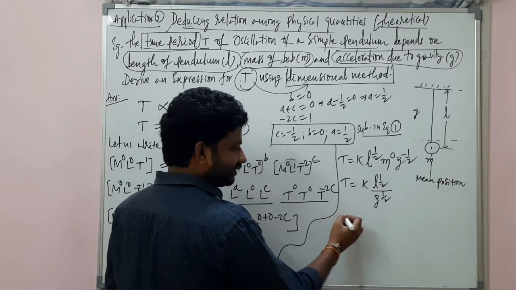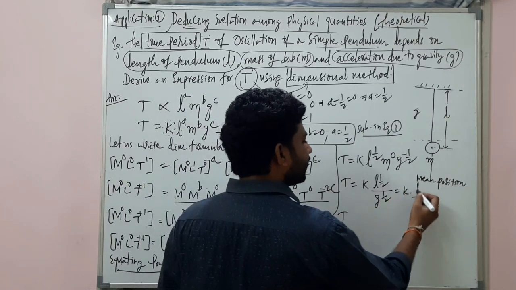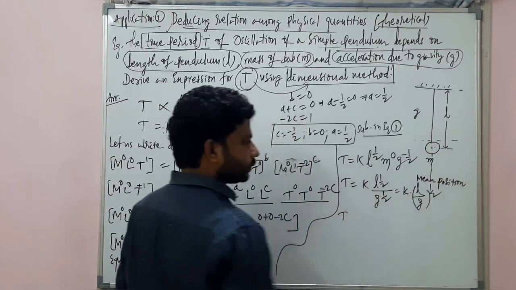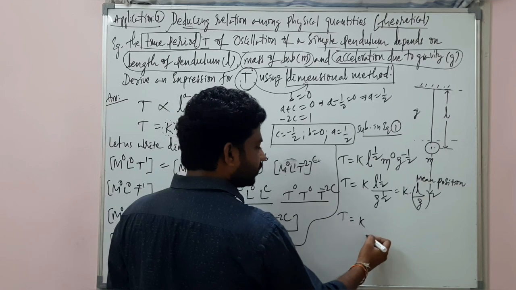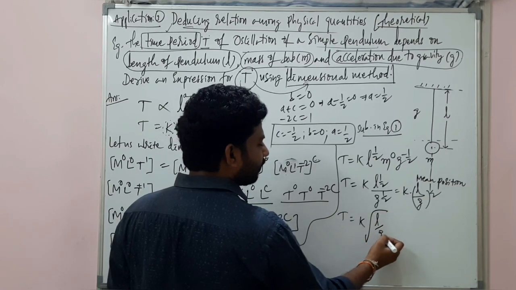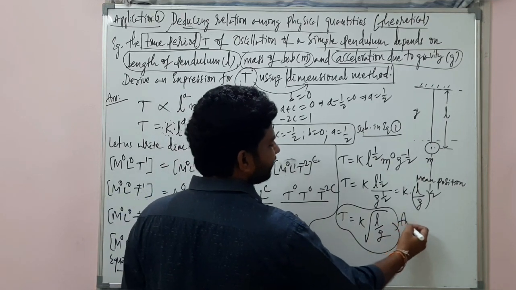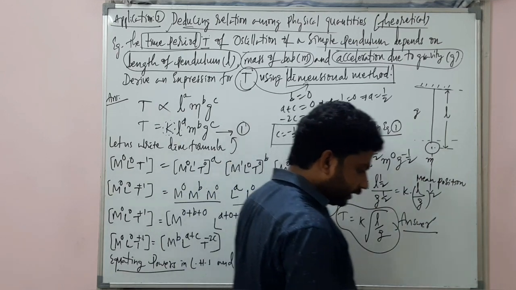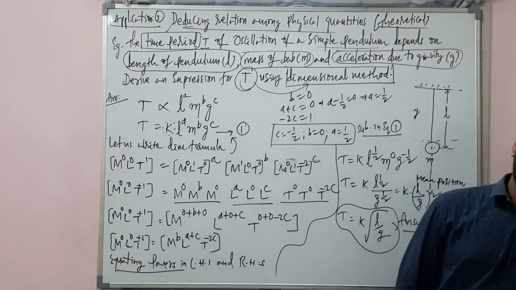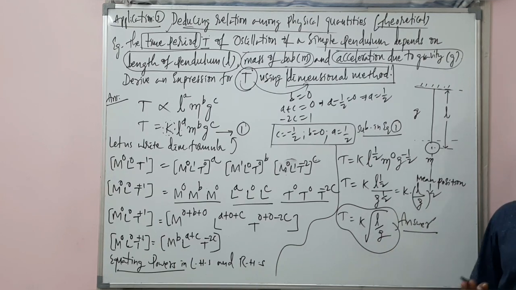Now, this can be written as k into L by g all to the power 1 by 2. This I can also write as t is equal to k into square root L by g. This is the final answer. So how the time period, length of the pendulum and acceleration due to gravity are related in this way, right? So where is the mass here?